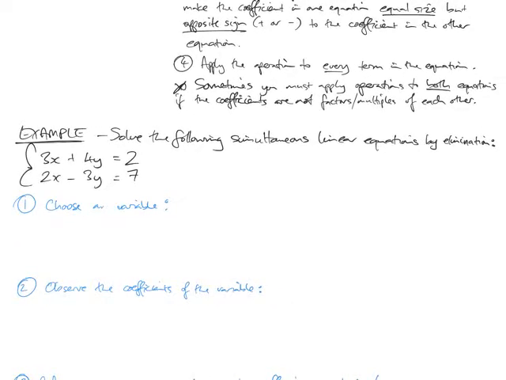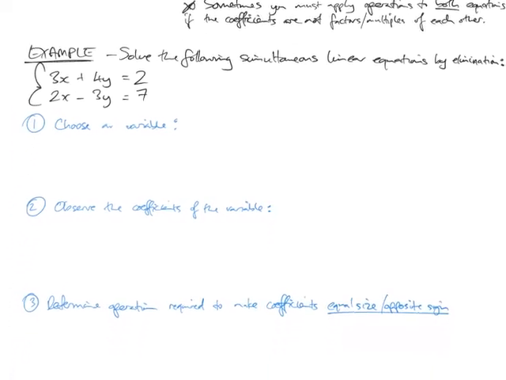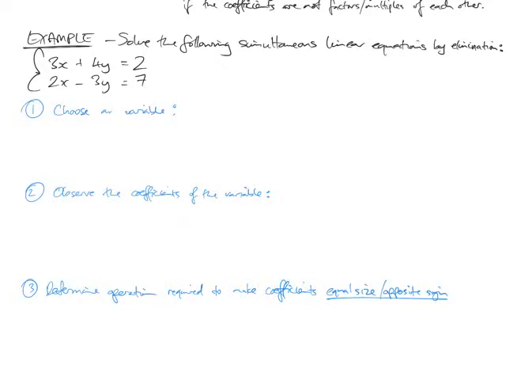Step 4, apply that operation to each term in the equation that you were looking at. In some cases, you might have to apply operations to both equations if they're not factors or multiples of each other. So if one doesn't fit neatly into the other by multiplication. I think this example shows that, so that you don't miss out. Now let's give it a go.